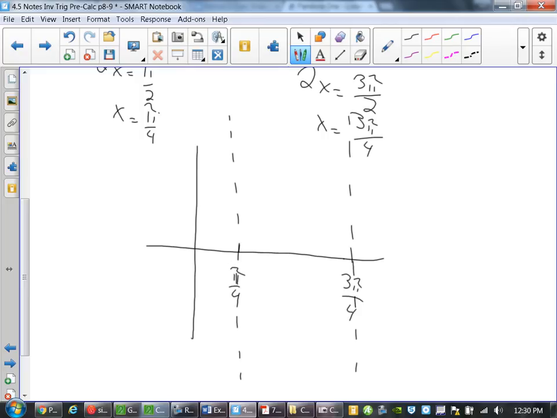What value occurs between pi over 4 and 3 pi over 4? Pi over 2.